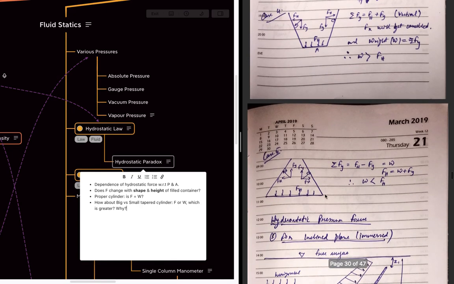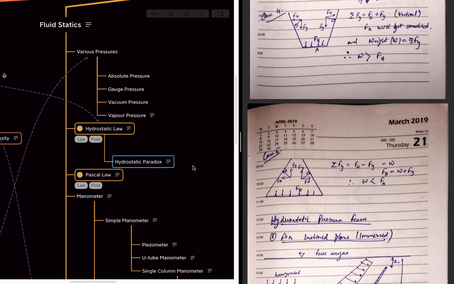But when the container shape changes like this, the total weight, that is the vertical force, is the hydrostatic force minus the vertical force, and at that time the hydrostatic force is equal to weight plus Fy. In this case the weight is less than the hydrostatic force. So these are some differences we need to know. How would a small tapered container be? We say that for this kind of container the weight is less than the hydrostatic force, and for this kind of container the weight is higher than the hydrostatic force. So this is the hydrostatic paradox. Now let's talk about Pascal's law.